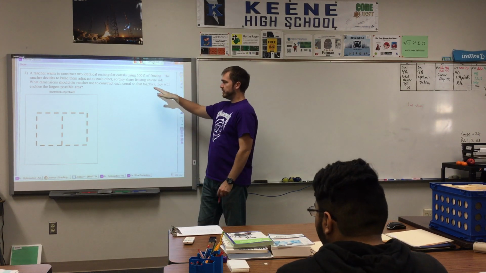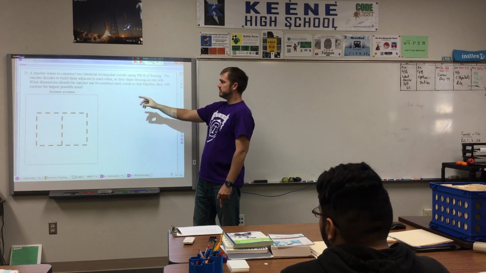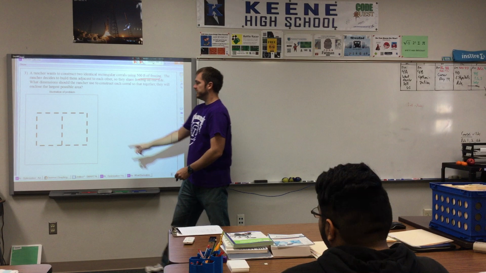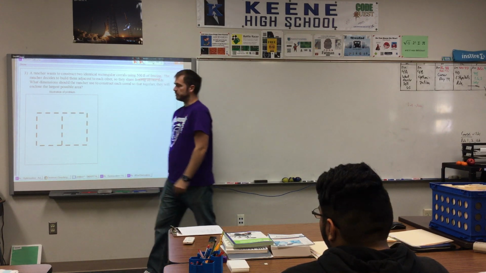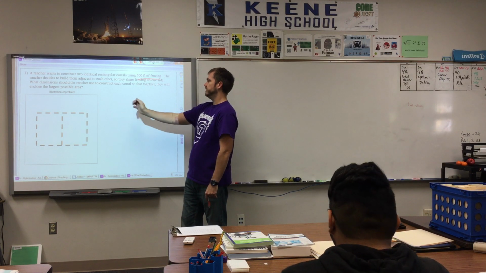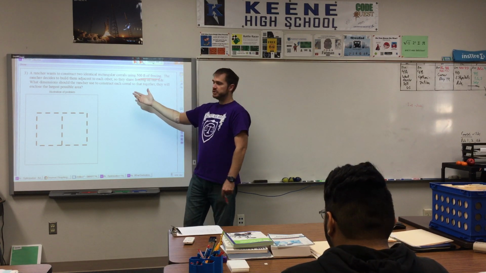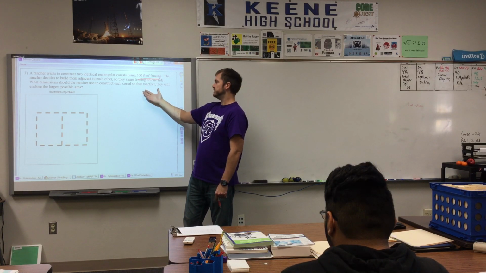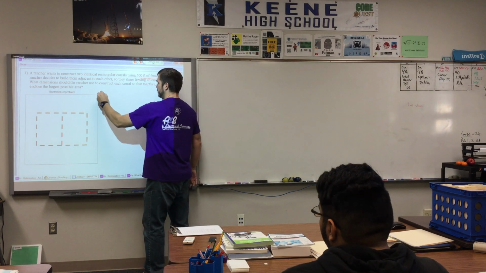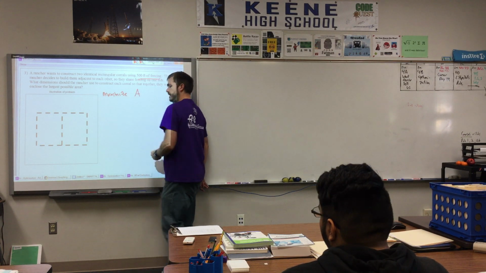All of y'all clearly read through it, so I'll go through this very quickly. The rancher wants two identical corrals using 500 feet of fencing. That's going to relate to our perimeter. The rancher decides they're going to be adjacent, so they both have a common side. What dimensions should he use for each corral so they get the largest possible area? So we want to maximize the area.